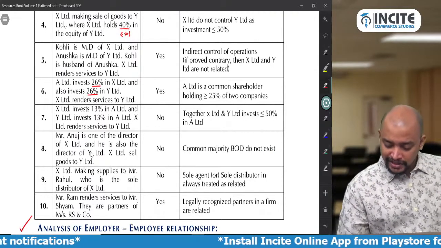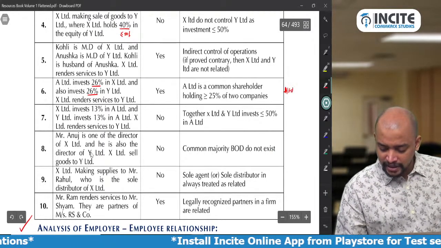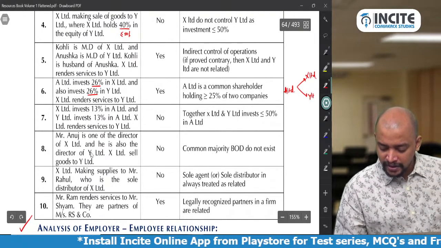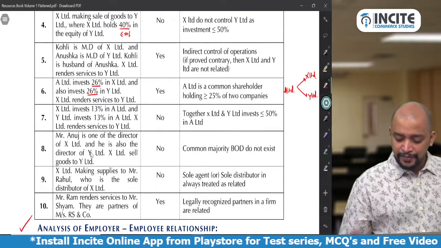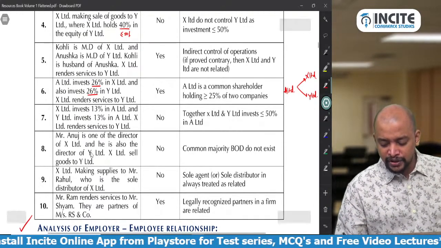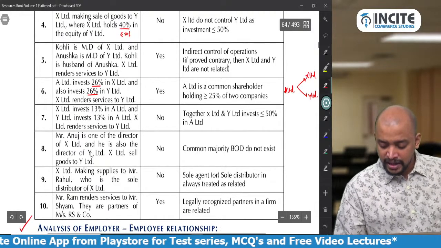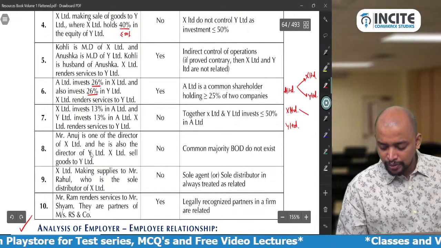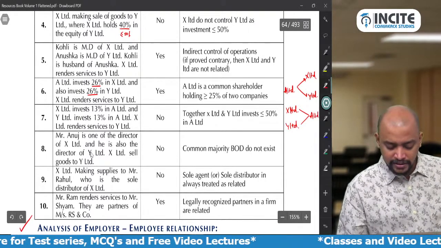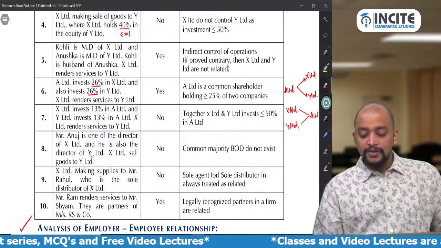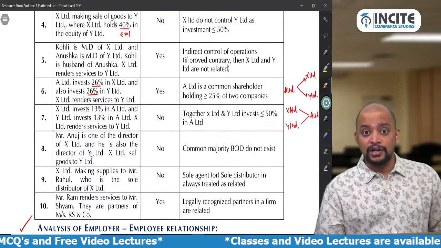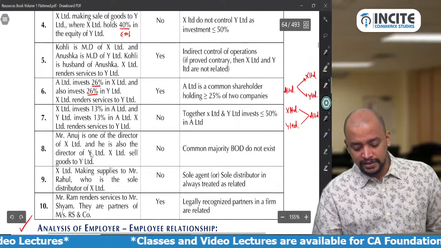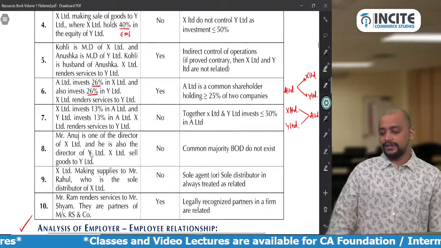So please try to understand that here it is A Limited who is investing in X Limited and Y Limited. Because they have a common shareholder, X Limited and Y Limited will become related. Now the reverse: X Limited and Y Limited are both investing in A Limited. In this case, we need to apply 'together they control'. Point number 7: together they are not controlling A Limited, due to that reason. There are two different points there.